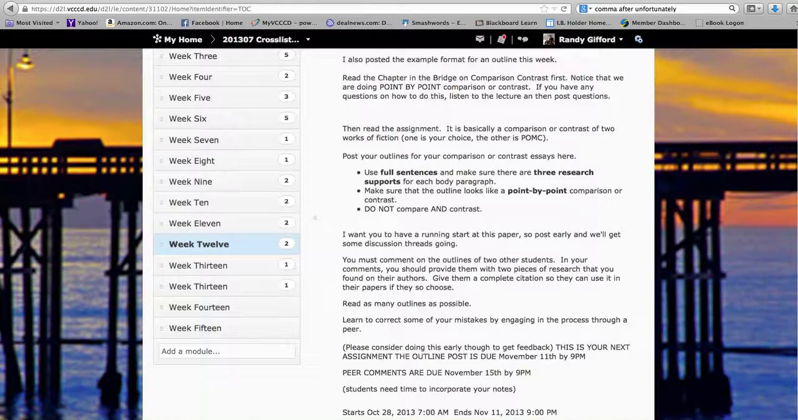So what we're going to be doing is an outline. I will post a template for you as well on the front page so that you can take a look at what another comparison contrast outline looks like. And then we will move forward and create an outline for the paper that you are going to be turning in on November 18th, which is the comparison or contrast paper written in point-by-point method.